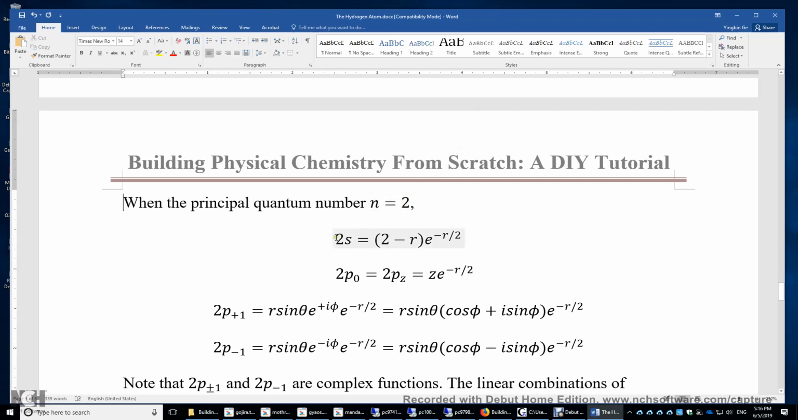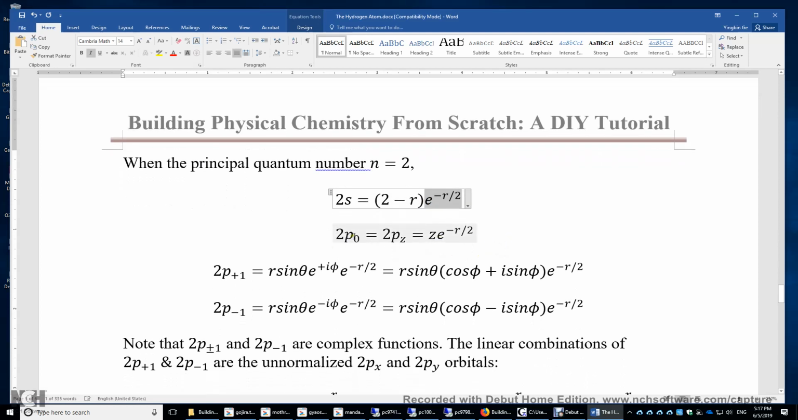When L equals 0, you have the 2s orbital with a spherical nodal surface here at r equals 2, multiplied by this exponential function, which decays slower than the 1s orbital. So how about when L equals 1? When L equals 1, m sub L can be 0 or negative 1 or positive 1. When m sub L equals 0, you have 2pz.